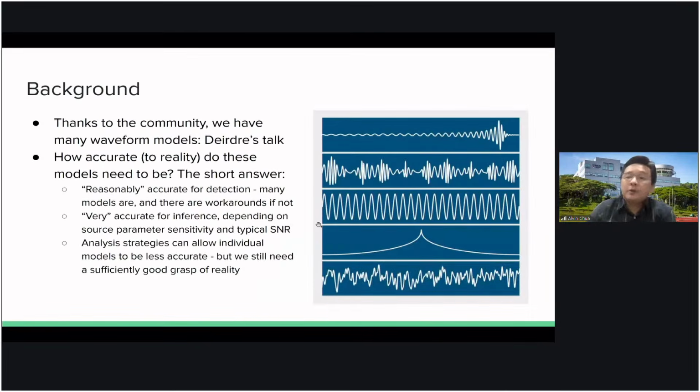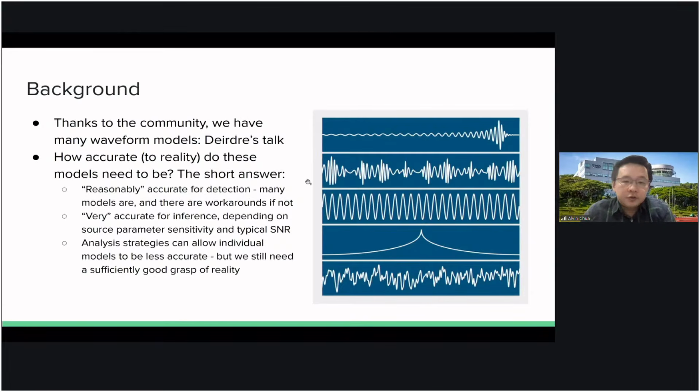Thanks to the community, we actually do have many waveform models available. Deirdre's talk right after this will go into a bit more detail on what we actually have available. The topic of my talk, however, is simply this question: how accurate, as in accurate relative to reality, do these models need to be?